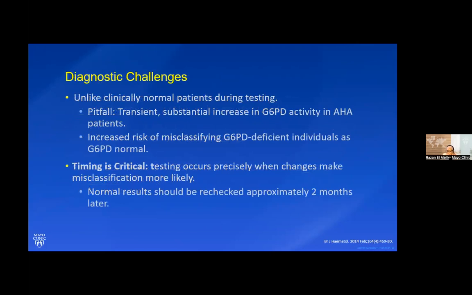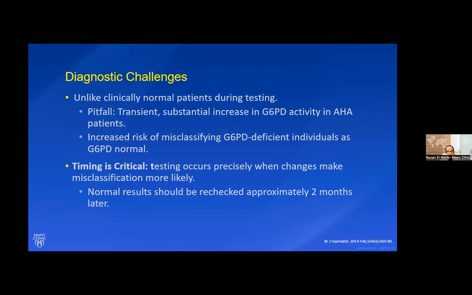Unlike clinically normal patients during testing, the pitfall is the transient substantial increase in G6PD activity. As you can see, timing is critical. So testing occurs precisely when you suspect misclassification. If you have a patient that's clinically stable and you're not concerned with any issues, it's probably okay to use the enzyme activity test, the rapid one. But if the patient is sick and not clinically stable, you should make sure you avoid any test that would give you misclassified information. So timing is critical. It has to be done precisely.